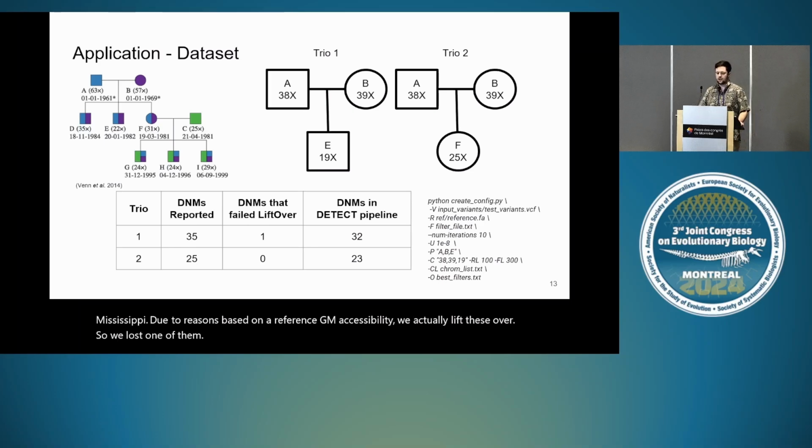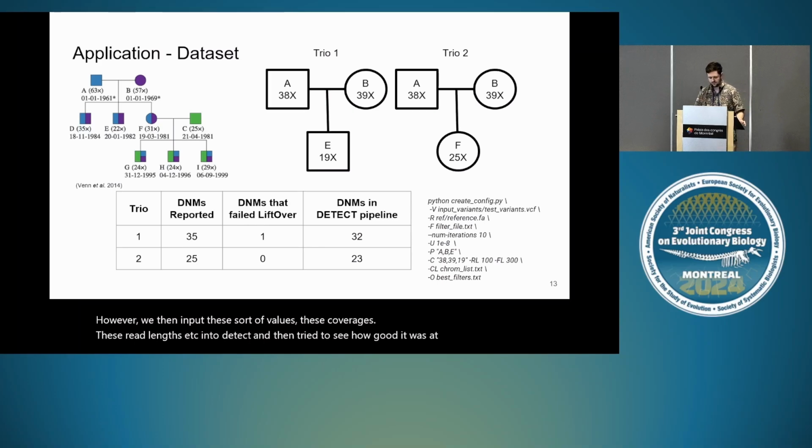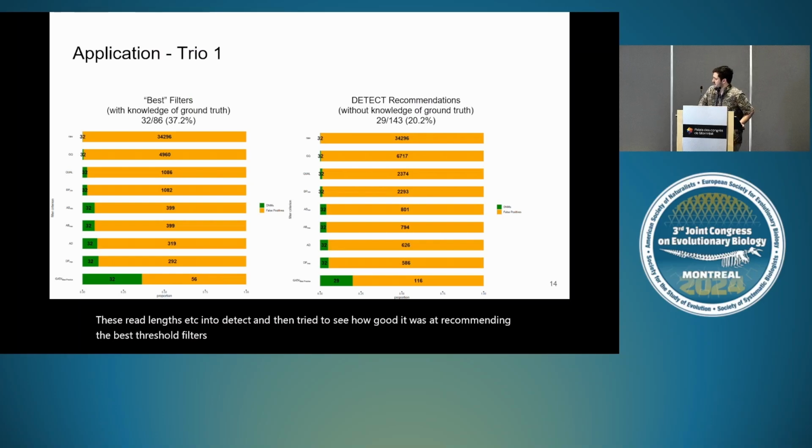However, we then input these sort of values, these coverages, these read lengths, et cetera, into detect, and then tried to see how good it was at recommending the best threshold filters. Now, of course, here are the results. Each one of these was a recommended filter threshold and then applied in sequence. So on the left here, we have what are called the best filters. These are the ones because we know which the DNMs are. We also know which values would be best at filtering them. So on the left here, we have that if we were to have perfect knowledge of all of the filters, and then on the right, we have the detect recommendations being pulled through.